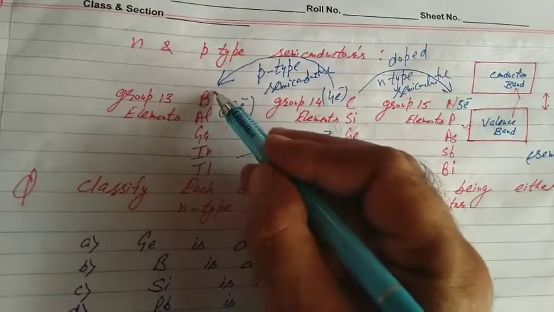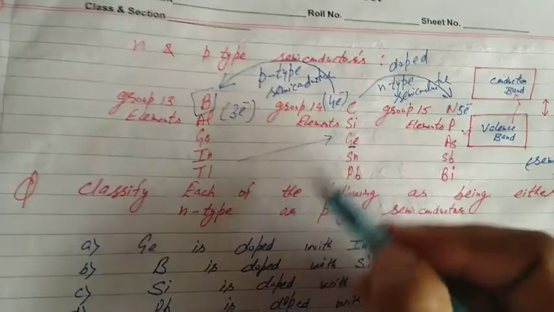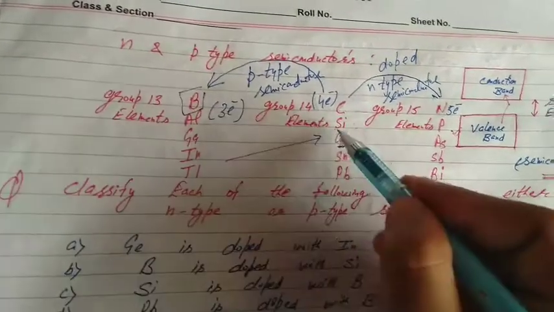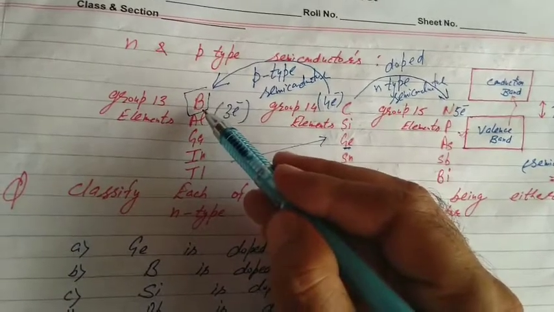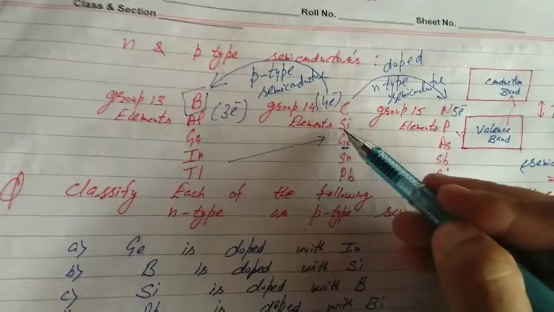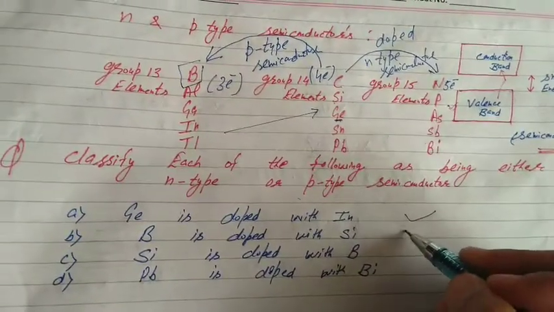Boron is doped with silicon. Friends, that's boron, group 13 element. It is doped with silicon. Silicon has 4 valence electrons. It means we are moving forward. Its valence shell contains 3 electrons, but impurity silicon contains 4 electrons. It becomes electron rich. So we say it is N-type semiconductor.